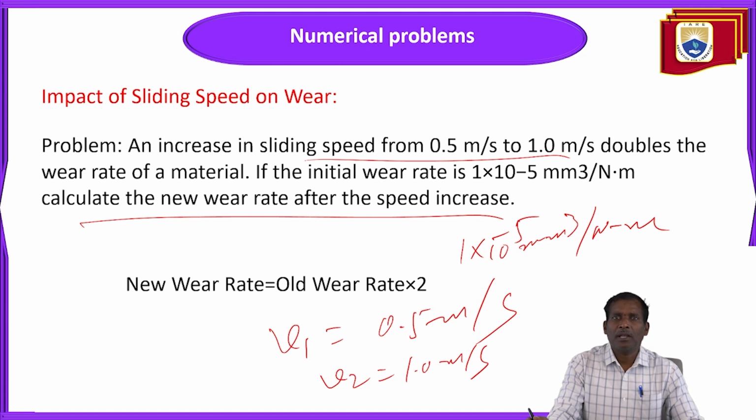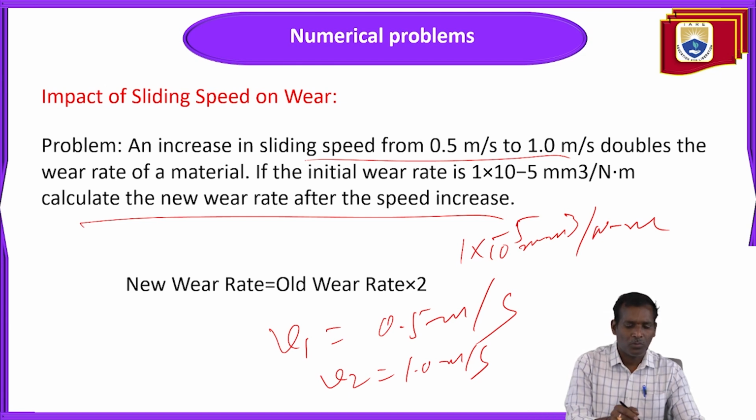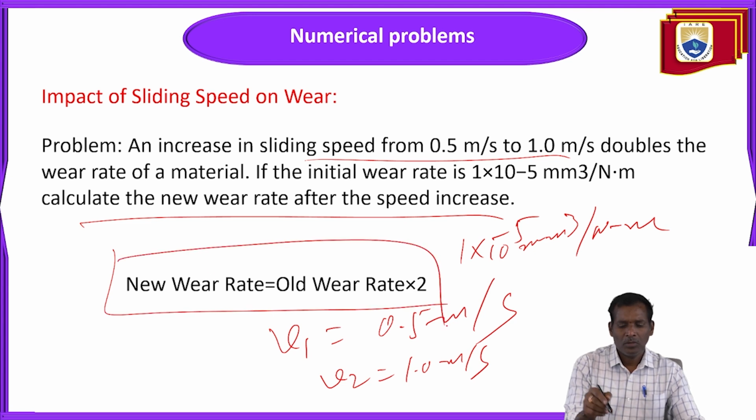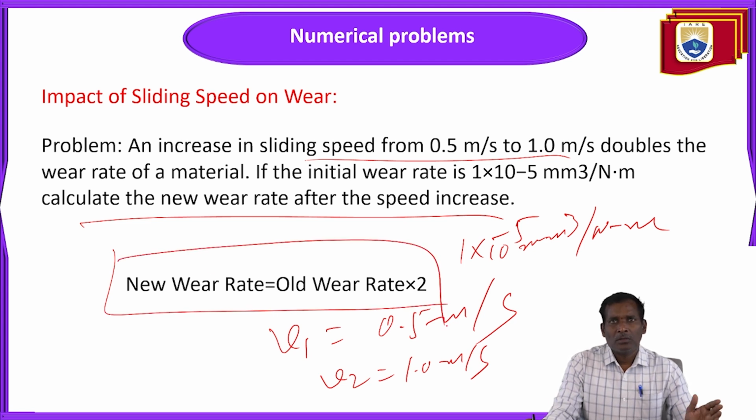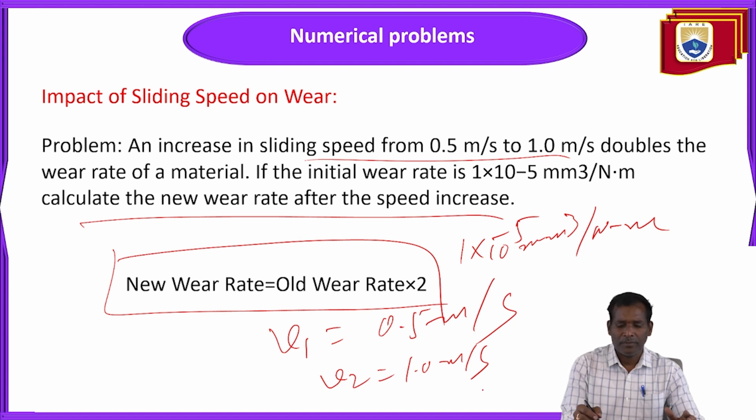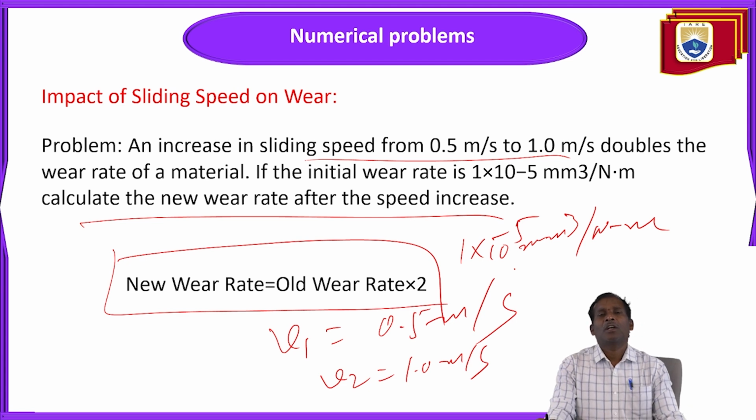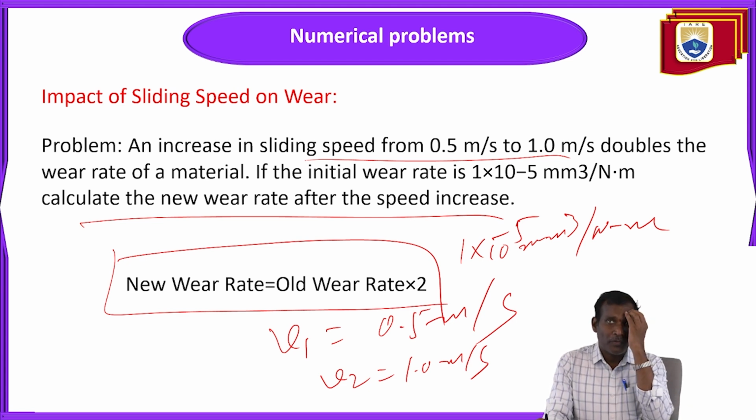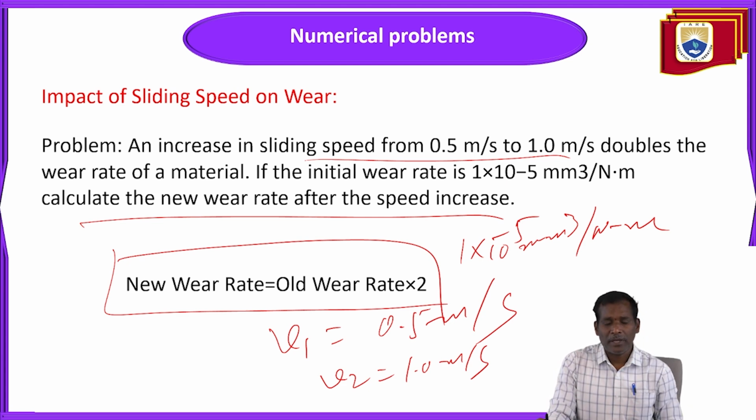So the new wear rate is equal to the old wear rate multiplied by 2. The old wear rate is given as 1 into 10 to the power minus 5. Multiply with 2, and you will get the new wear rate after the speed increase.